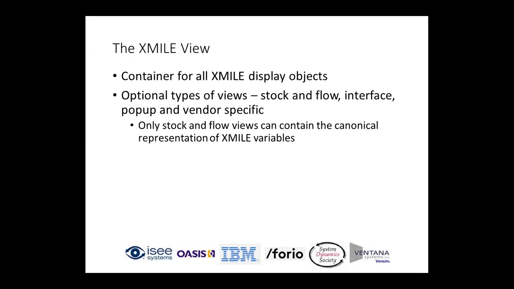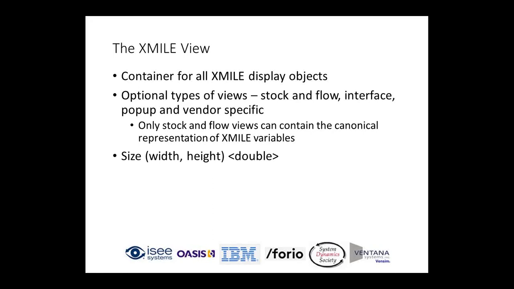Now within XMILE we have different types of views, and these types can be specified optionally. But thinking about it, we have two main types of views. We have our stock and flow views, where our model structure is shown, and we have our interface views, where we build our interactive learning environments. We also have views for pop-ups, or potentially vendors could have their own different kinds of views. And an important thing to note is that within views, only variables, the canonical definition for the display of a variable, needs to show up within a stock and flow view.